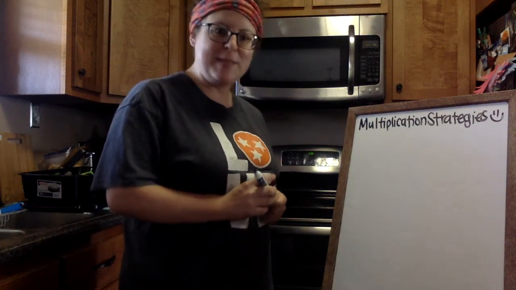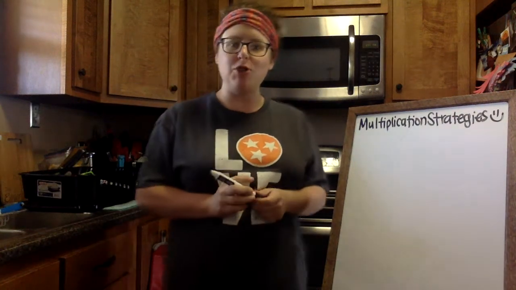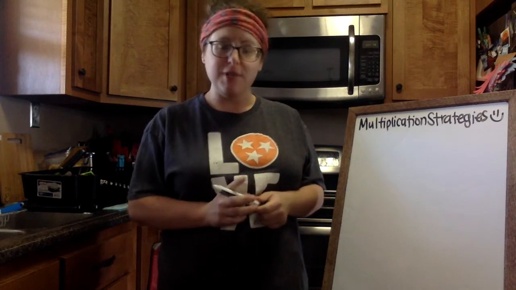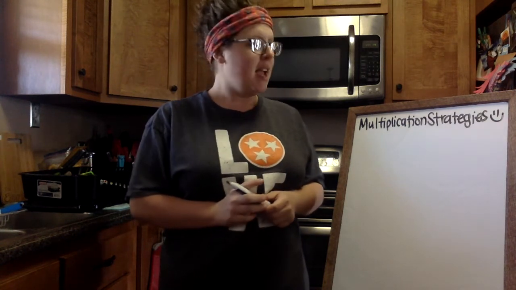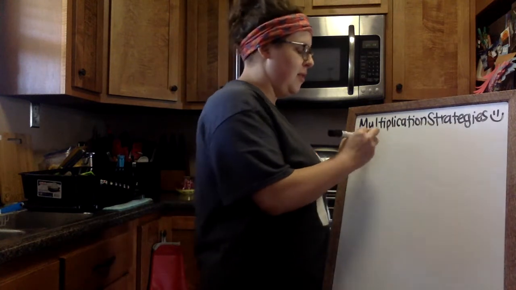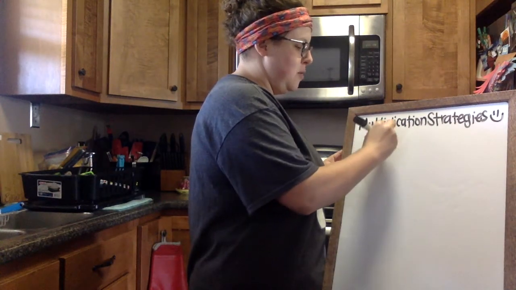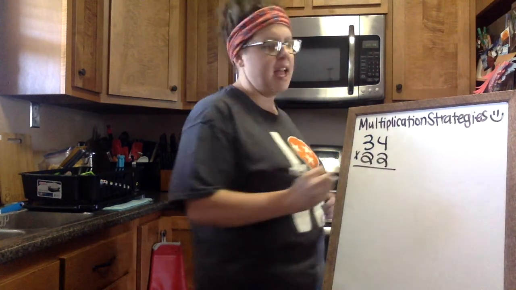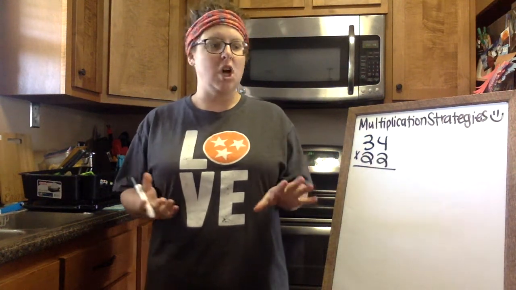Hey guys, this is Miss Megan, and I just wanted to share some strategies today with you of how to multiply two-digit numbers by two-digit numbers, and we're going to be using the problem 34 times 22. The first way we're going to look at it is called the standard algorithm.